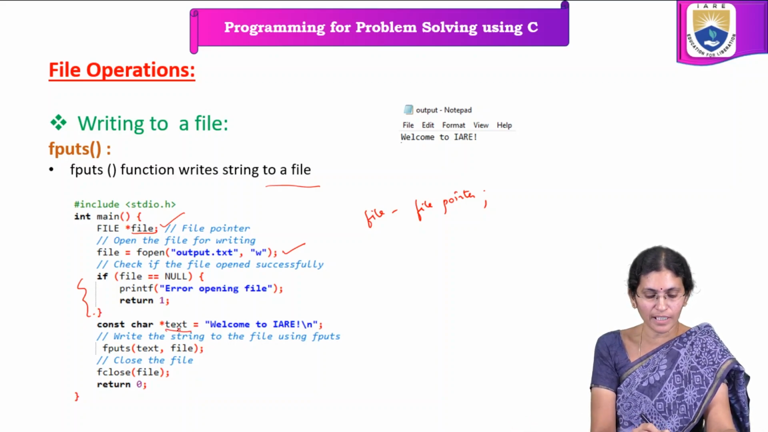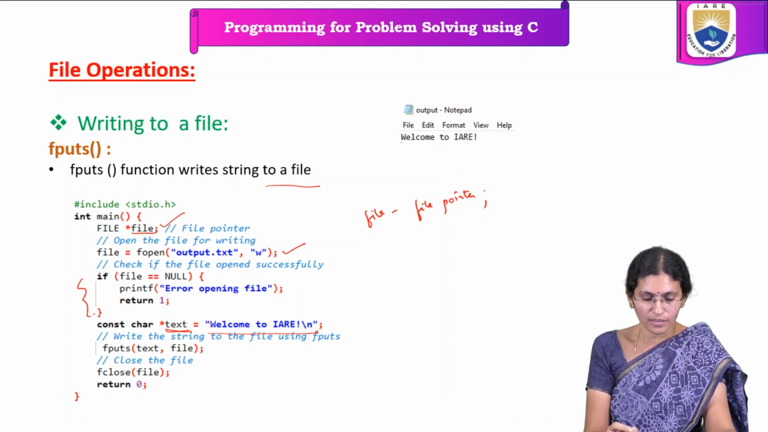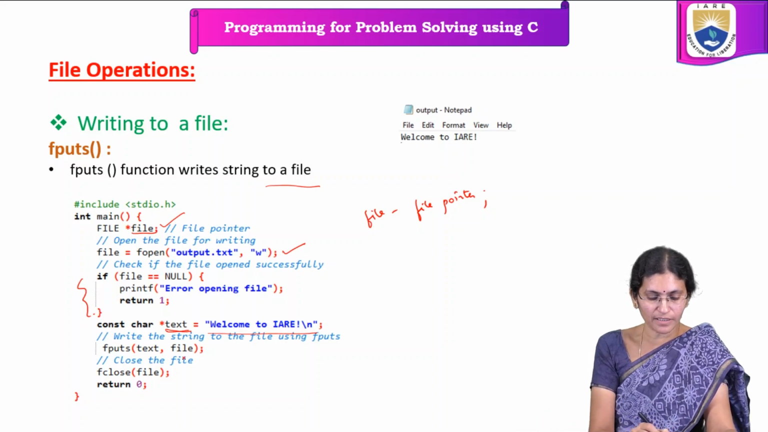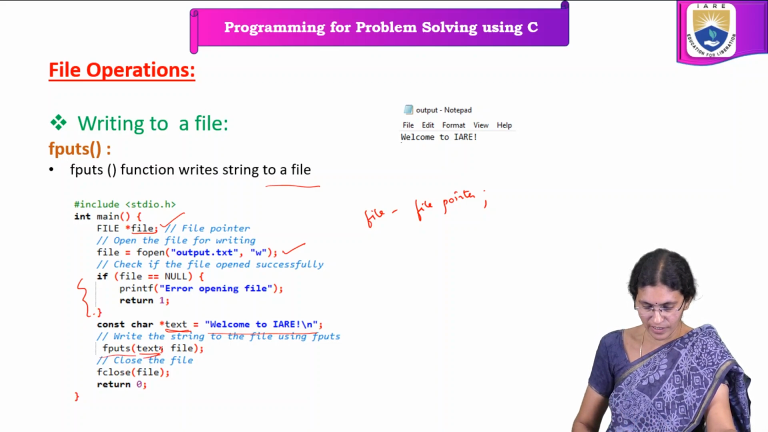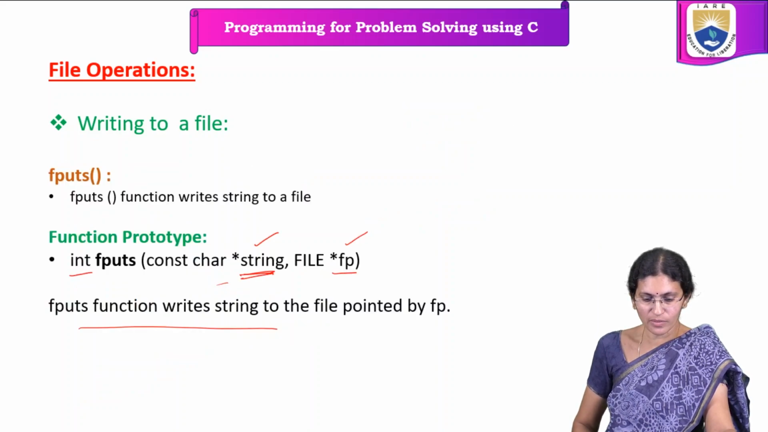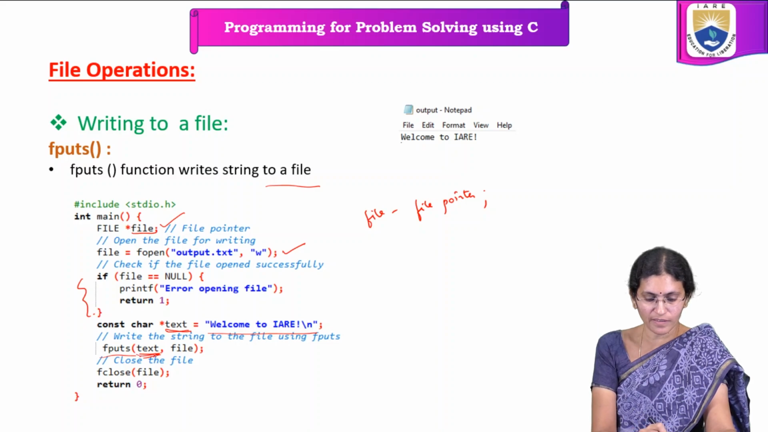The name of the character pointer is txt. We are initializing it with "welcome to IARE". Then in the next line, we are making use of the fputs function, and it takes two arguments, as we have seen. One is this character pointer and the other one is the file pointer.